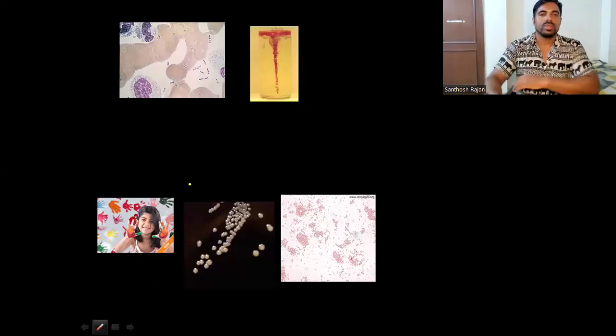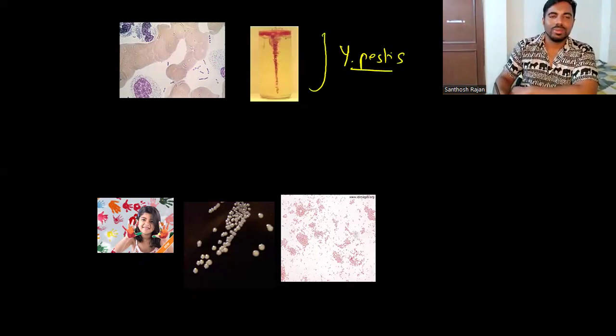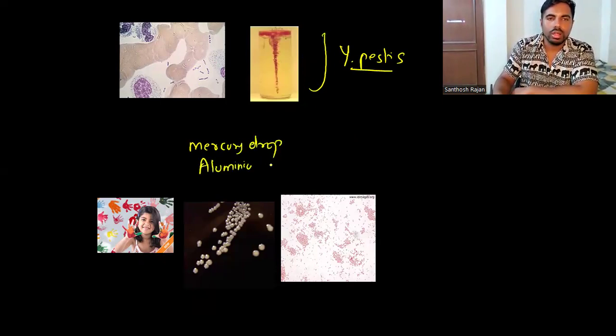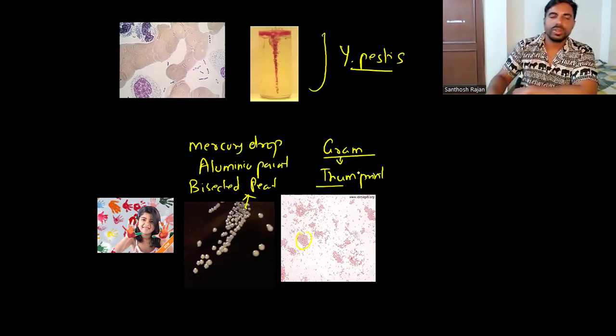Now comes almost to the end. This is the Weissenstein I told you about, stalactite growth, Yersinia pestis. Yersinia pestis, stalactite growth, and then Weissenstein. Look at this, these babies are so beautiful. What is this colony called? Mercury drop, or aluminium paint appearance, or bisected pearl. These are the different names given to this colony. And here on gram stain you're getting thumbprint. Mercury drop, aluminium paint, bisected pearl, and thumbprint.